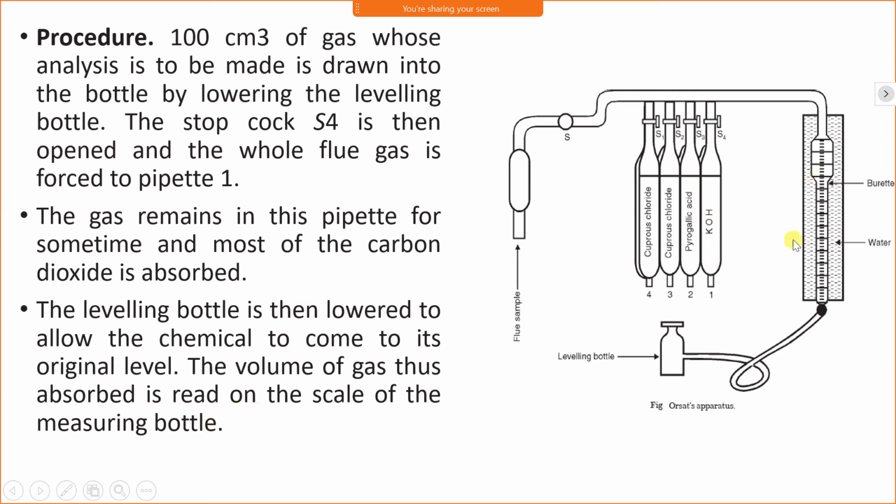The volume of gas thus absorbed is read on the scale of the measuring bottle. The leveling bottle is again lowered so that the gas can come back to its original level, and then it is measured. The quantity is measured in the burette. The amount of quantity reduced in the burette means that much carbon dioxide is absorbed by the KOH.